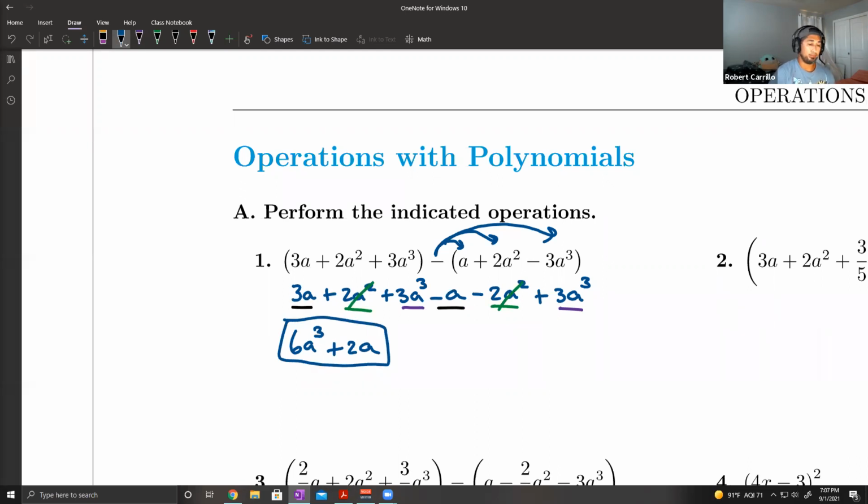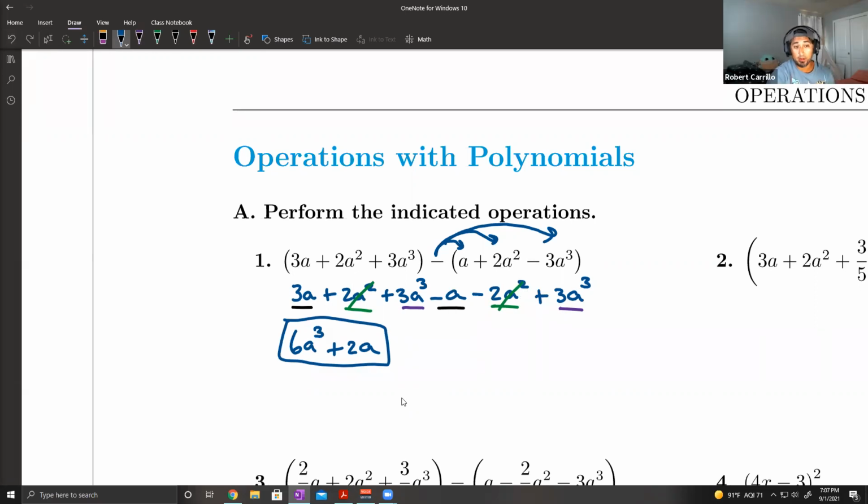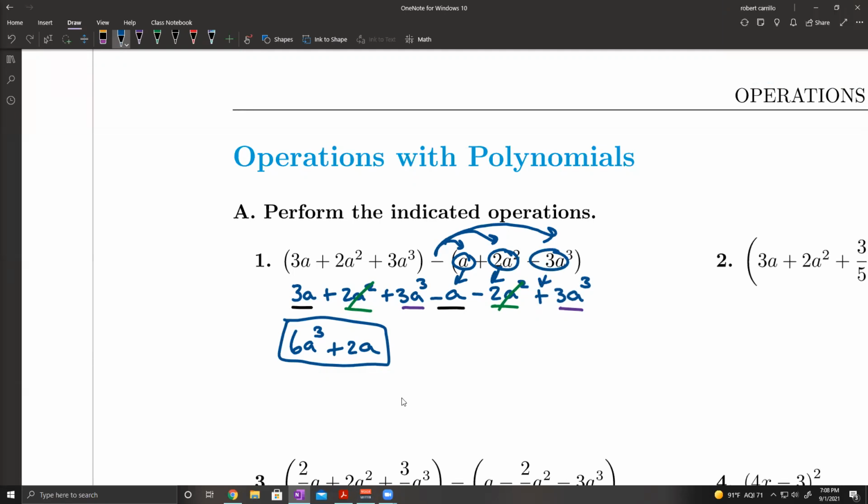Any questions on that? Do you always have to change the last sign? Of why this became positive? Yes. So remember, that became positive because when you distribute the negative, it changes all the signs. So when I distributed that negative, this was a positive a, but it became negative a. That was a positive 2, that became negative. And then negative times negative becomes what? Positive. So that's why the last one became positive.